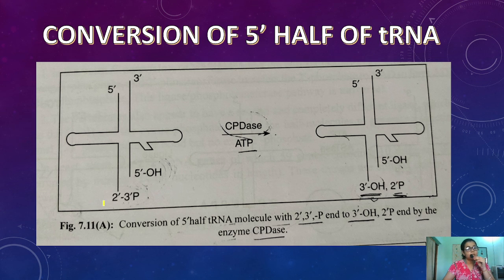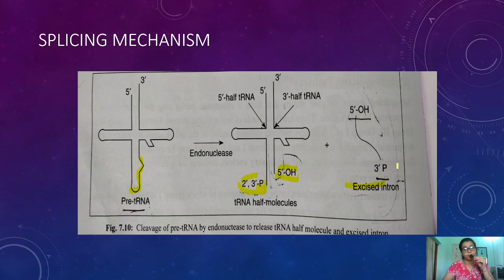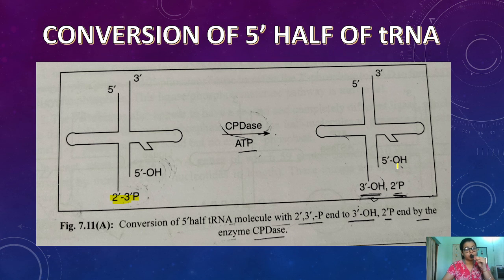end. So now you can see clearly that this end, the 5' half of tRNA, which was previously 2',3' phosphate, is now converted into a 3' OH end and a 2' phosphate end. Till now the structure is not correct, because we need to modify it more. Why? Because this 5' OH is still remaining. We need to convert it into 5' phosphate. We always know that there is a 5' phosphate end and a 3' OH end. So the 3' OH end is now present, and here only 5' OH is present. So we need to rectify this again.